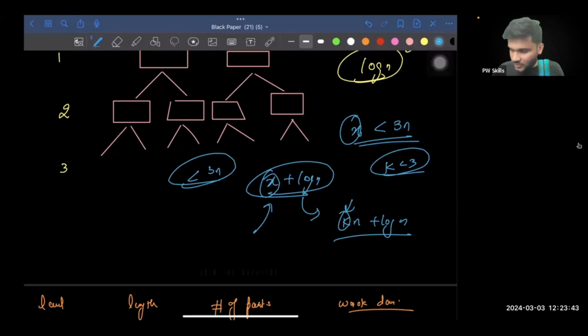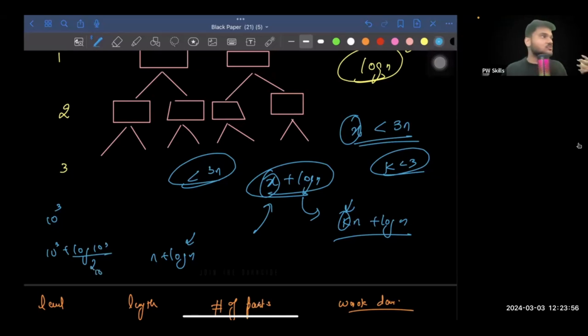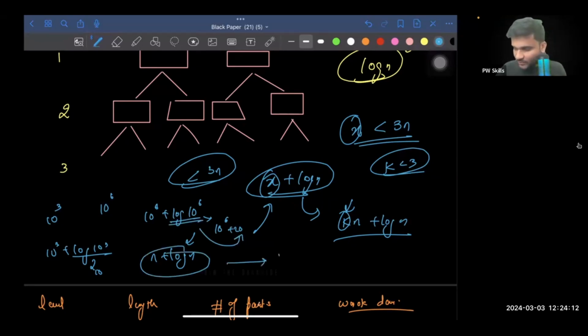It's a constant term. So this becomes n plus log n, and log n is a lower degree term because at a scale of 10 raised to the power 3, 10 raised to the power 3 plus log of 10 raised to the power 3 is what? Log of 10 raised to the power 3 is 10. So 10 raised to the power 3 plus 10 is what? 10 raised to the power 3. If you have 10 raised to the power 6, then 10 raised to the power 6 plus log of 10 raised to the power 6 is 10 raised to the power 6 plus 20, because log of 10 raised to the power 6 is 20. So 10 raised to the power 6 plus 20 is what? 10 raised to the power 6. So n plus log n will be order of n.